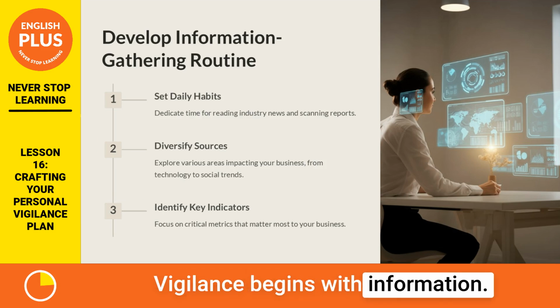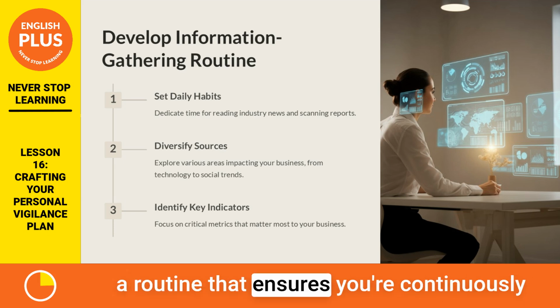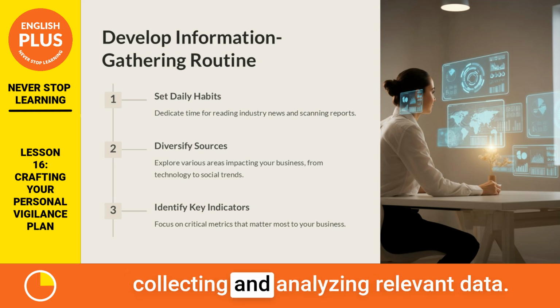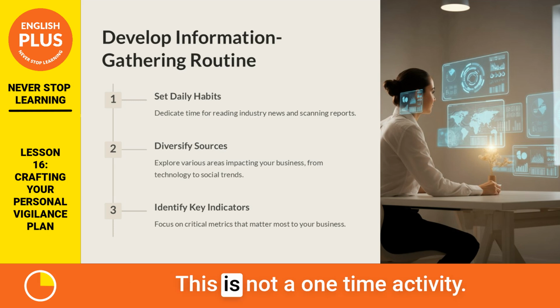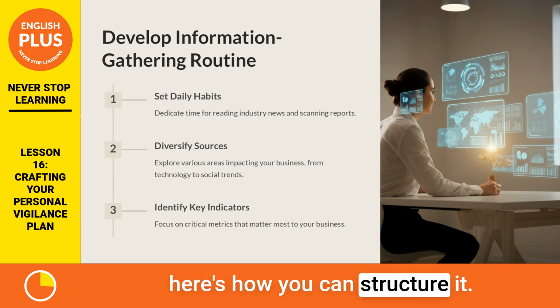Now, step 2, develop your information gathering routine. Vigilance begins with information. So a key part of your plan will be building a routine that ensures you're continuously collecting and analyzing relevant data. This is not a one-time activity. It needs to become a habit. And here's how you can structure it.